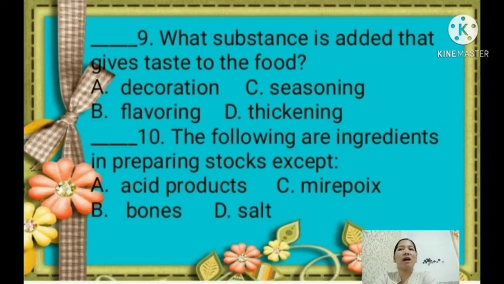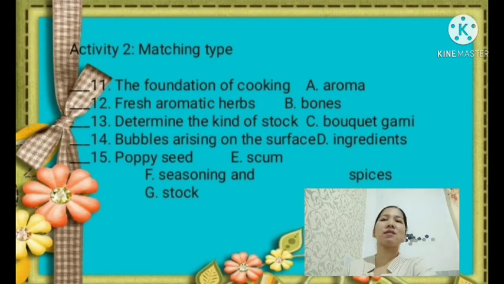Number 10. The following are ingredients in preparing stock except A. Acid products. B. Bones. C. Mirepoix. D. Salt. The following are ingredients in preparing stocks except A. Acid product. B. Bones. C. Mirepoix. D. Salt.